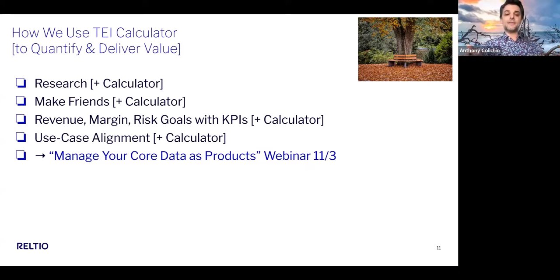And if you haven't seen the Manage Your Core Data as Products webinar on November 3rd with Venki, it was fantastic. This is a lead into that. So I heard some questions on that last show. It was like, hey, how do we measure the quantifiable brand value of improvements in data quality? Well, welcome to the show. If you're wondering about how we can do that, we're about to get into it. Questions up until this point?